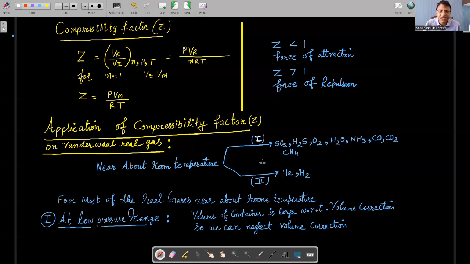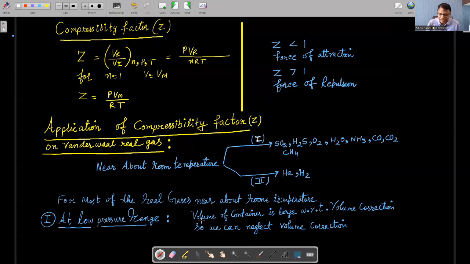And here we are not discussing the effect of temperature. We are interested in the effect of pressure, because all the time when nothing is mentioned about temperature, it means temperature is near about room temperature. So the first case, at low pressure range. When temperature is room temperature and we want to develop low pressure, what is the way? We put the gas in a large container.